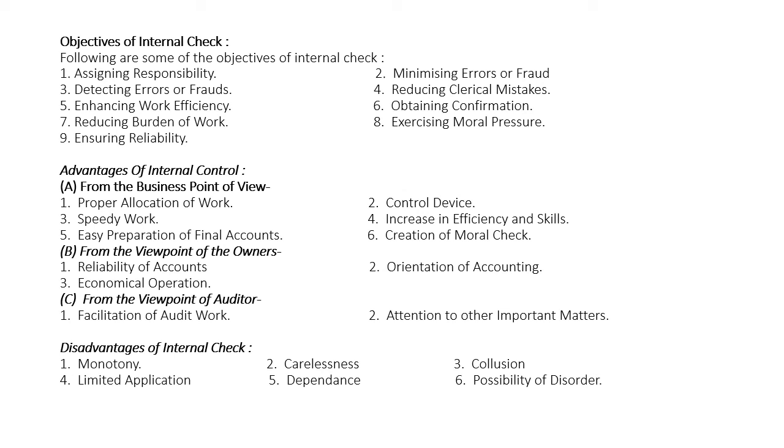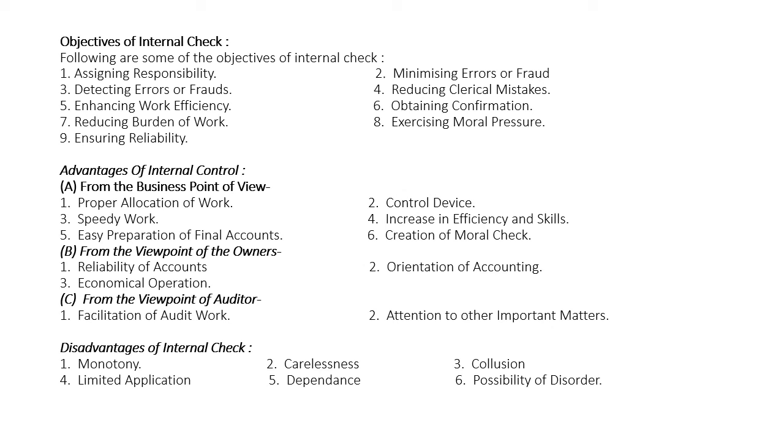From the viewpoint of the owner, the first advantage is reliability of accounts. If there is a good system of internal check, the owner of the organization may rely on the genuineness and accuracy of the accounts, and ultimately they are benefited. Orientation of accounting. As the responsibility of each staff member is clearly defined and fixed, it develops a system of accounting which is known as responsibility accounting, and thereby it is advantageous to the owner.